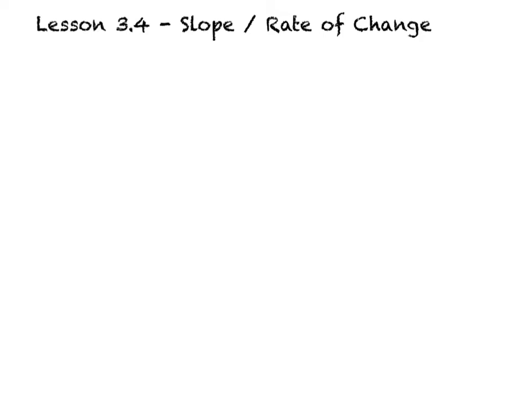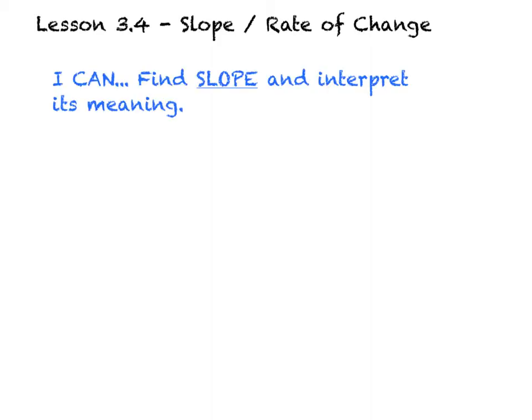Today we're going to be talking about slope, which is also known as rate of change. Today's I can statement is, I can find slope and interpret its meaning. So by the end of class today, if somebody says, hey, what's the slope of that line, you'll be able to tell them, and you'll also be able to tell them what that means.